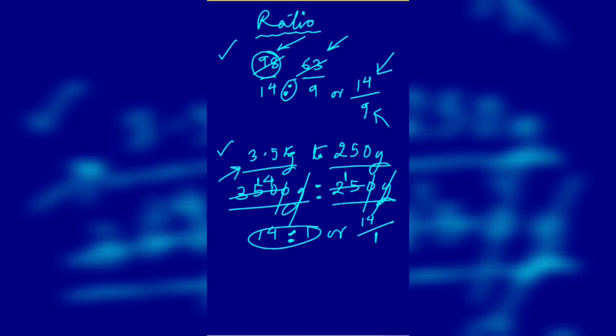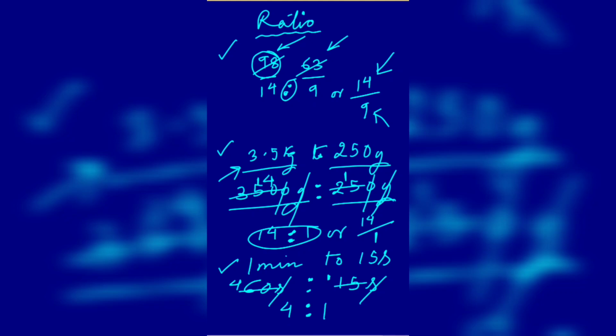Let me take another example. Say 1 minute to 15 seconds. Now 1 minute means 60 seconds. Now is to 15 seconds. The units are the same, so second and second I can cancel. 60 I can divide by 15 straight away. I get 4, and 15 I get 1. So the ratio is 4 is to 1. So, 3 examples to understand the ratio.